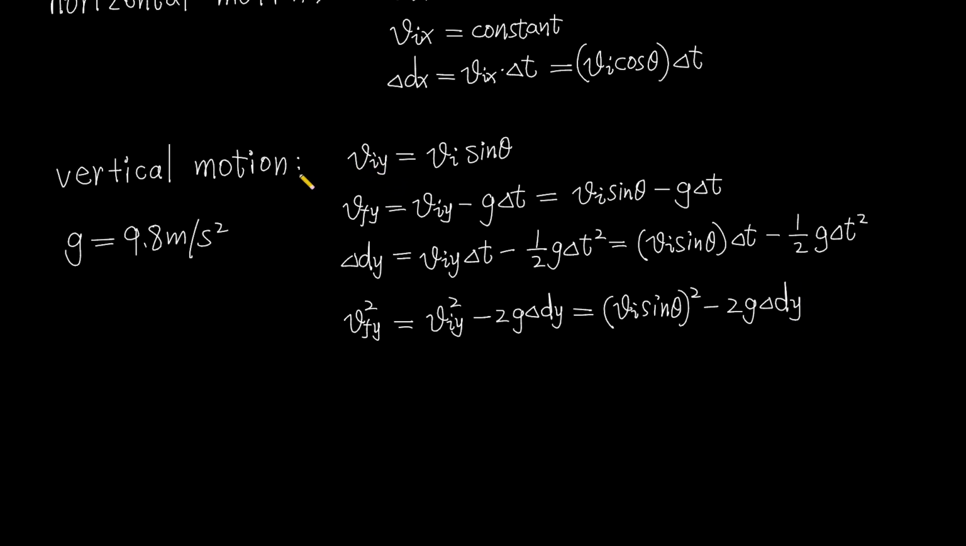Now we check the formulas for the vertical motion. We learned this formula before. The final velocity equals initial velocity plus acceleration multiplied by delta t. In fact, this formula is different from this formula. The left side is the final velocity, and the right side is the initial velocity. Here is plus acceleration multiplied by delta t. Here is minus acceleration multiplied by delta t.